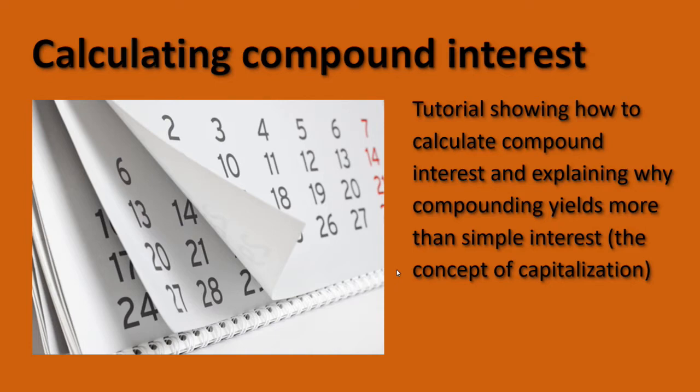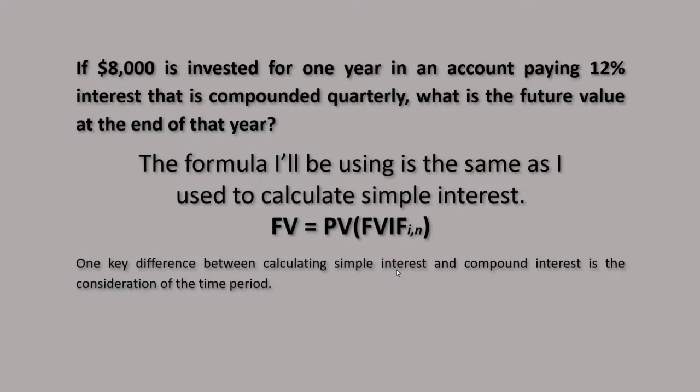In this video, I'll be showing you how to calculate compound interest using the future value interest factor, that's the FVIF table, and then explaining the concept of capitalization. Okay, the formula I'm going to be using is future value equals present value multiplied by the factor found in that FVIF table. So here's the word problem.